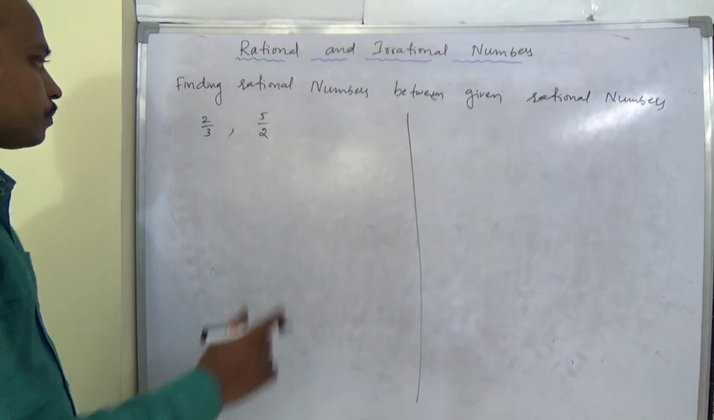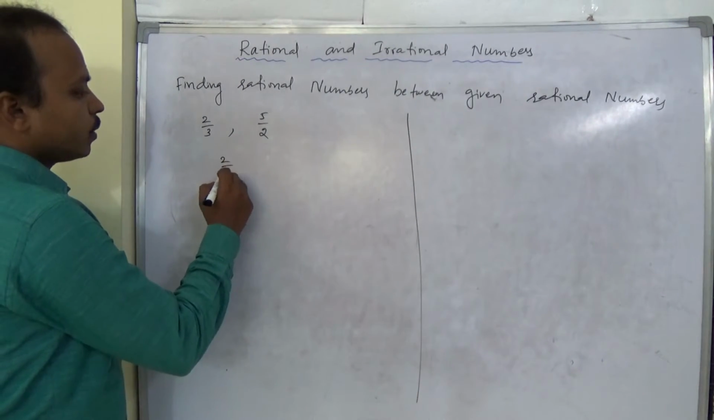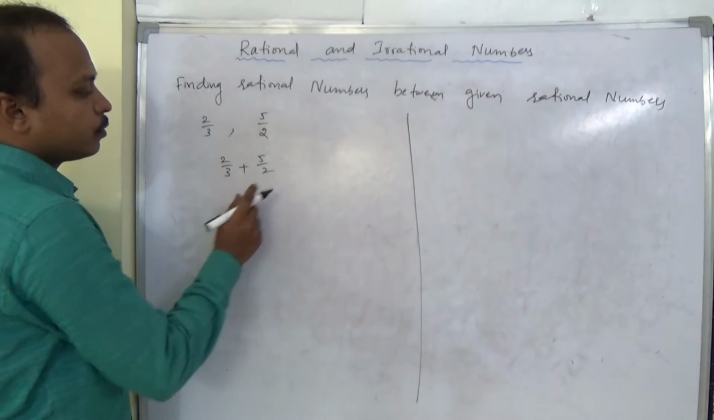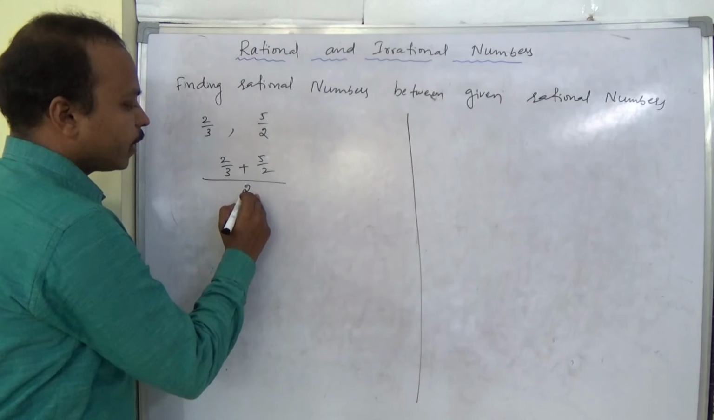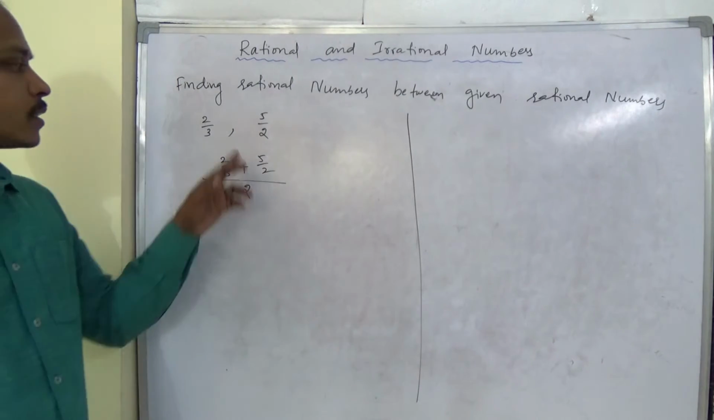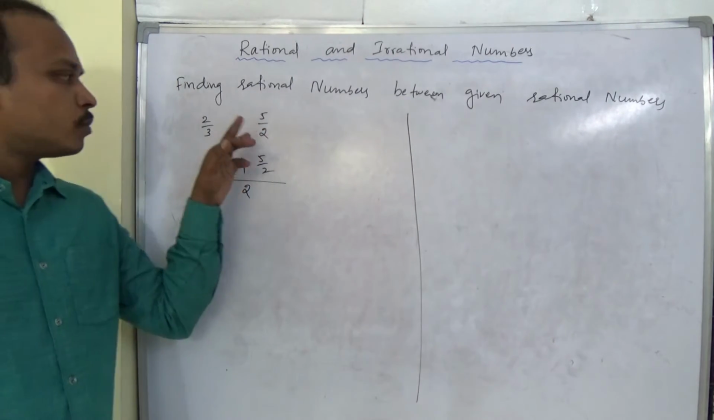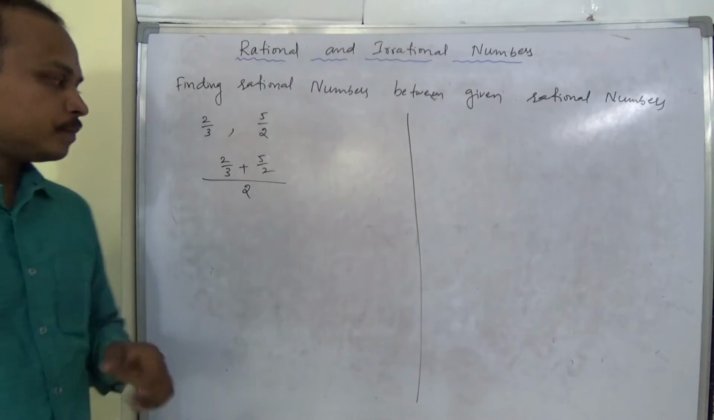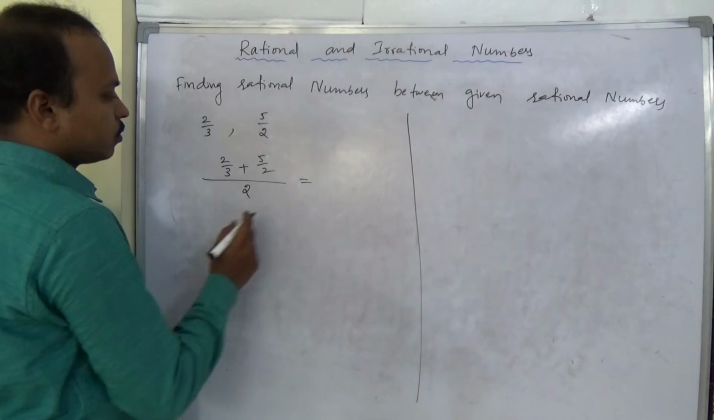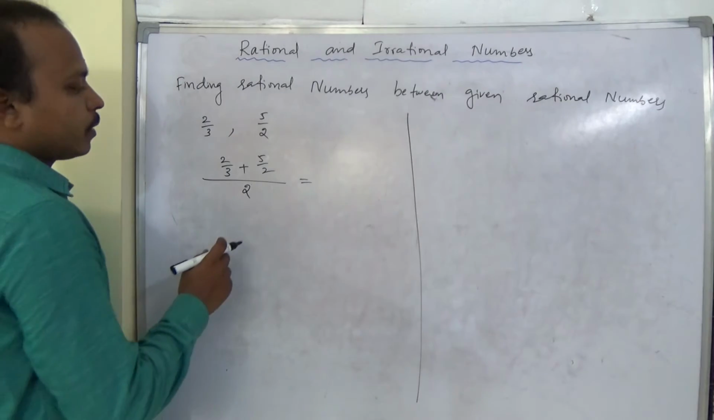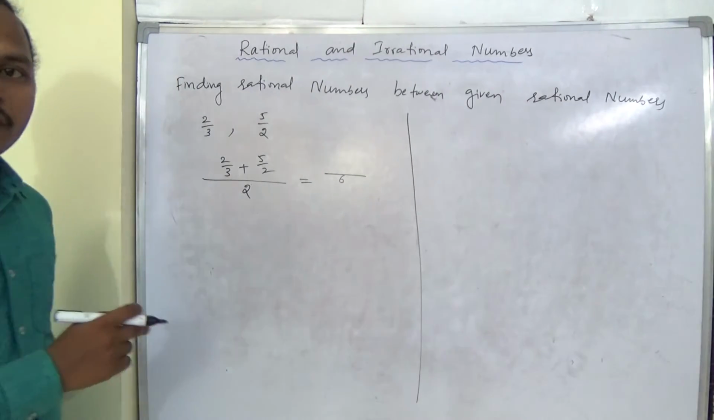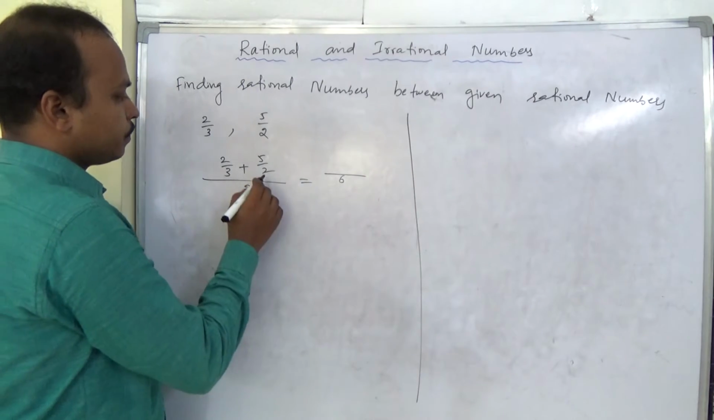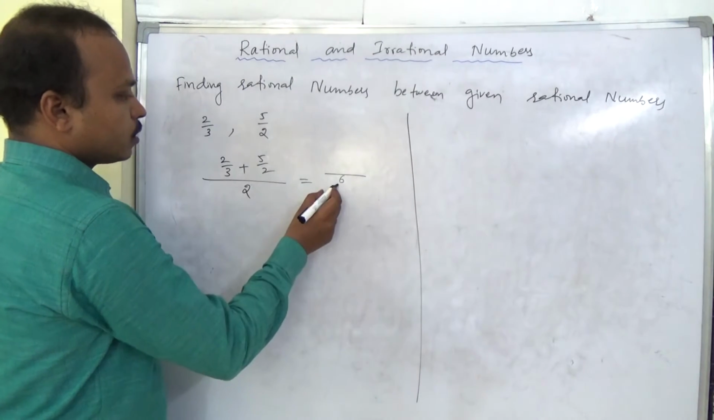That is one method. First, 2 by 3 plus 5 by 2, we need to add both. If I divide the total sum by 2, then you will get exactly the middle value of these, so one number will come between them. We will see that. 2 by 3 plus 5 by 2. The LCM is 6, as we studied previously. 3 in 6 is 2 times.